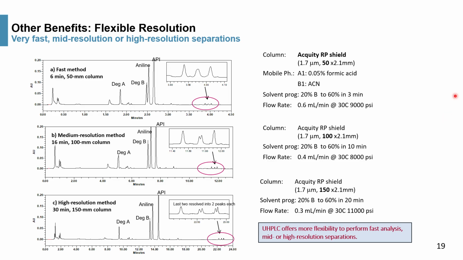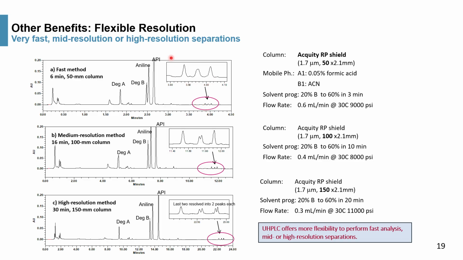The other benefit is flexibility and resolution, right? One can almost customize it by using different column length coupled with a different gradient time. So here one can use a fast method. This is a separation of that forcibly degraded sample. When you optimize the gradient, you can use the fast method using a 5 centimeter column and a 6-minute gradient. One can get separation of these 4 major peaks from the forcibly degraded sample. And one can see that at the end of the gradient, we have 3 peaks over here.